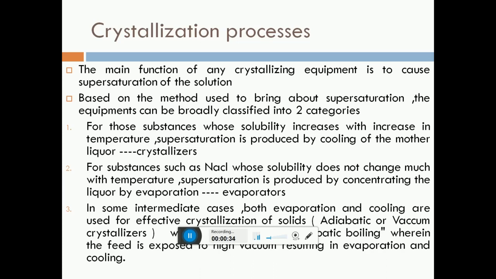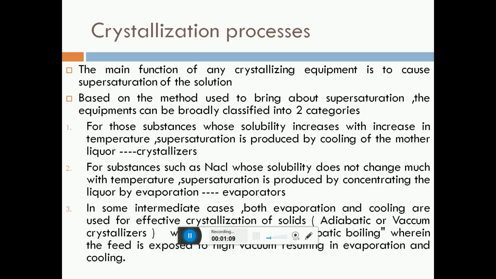Based on crystallization, we have different types of equipment and they are classified under two categories. The first category is known as crystallizers and the second category is known as evaporators. Both of these are used for the crystallization process. When you have a substance whose solubility increases with increase in temperature, you create a supersaturation condition and then cool the mother liquor so that crystals are formed. These types of equipment are called crystallizers. So that is the first category.